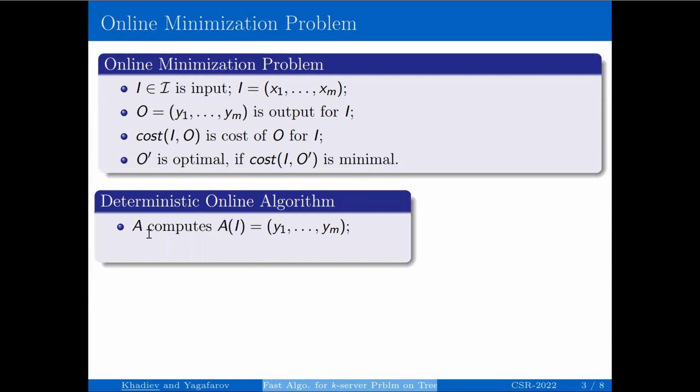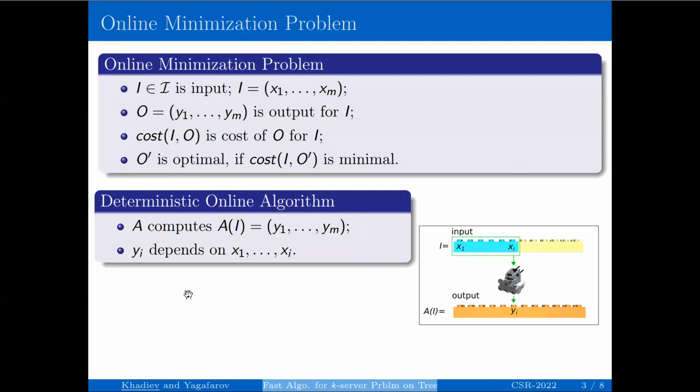Our goal is to construct an algorithm for the online minimization problem such that it computes some output y1, ..., ym on the presented input, but there is a restriction. The ith output can depend only on the previous input variables. So we should output variables in an online fashion. That means that we don't know future inputs, we know only the past input variables.